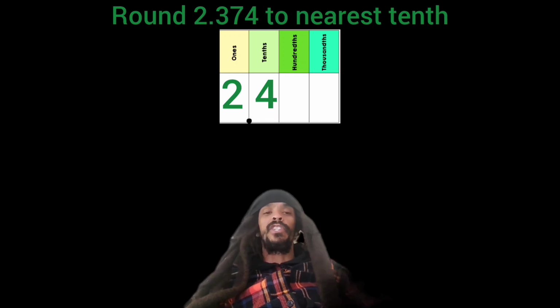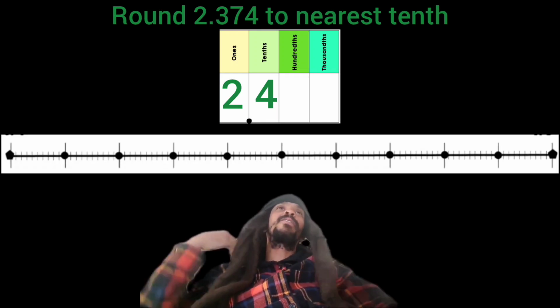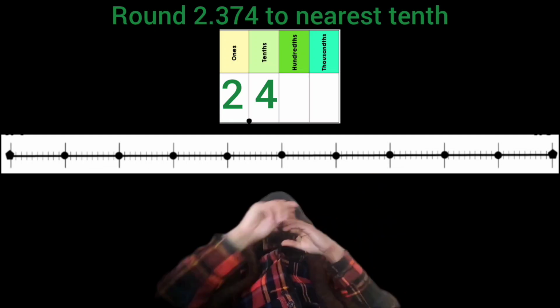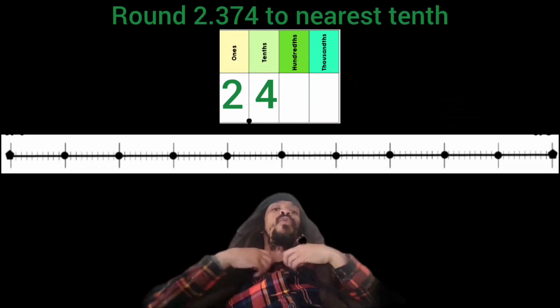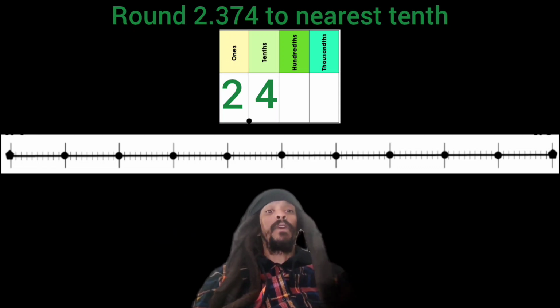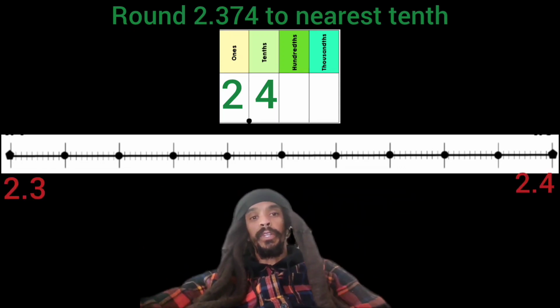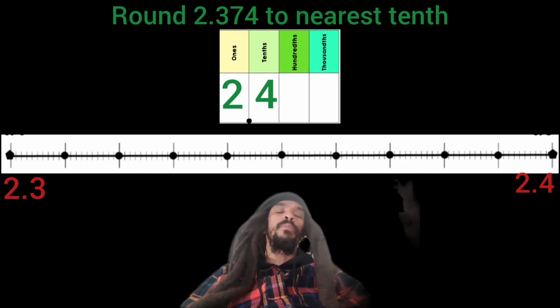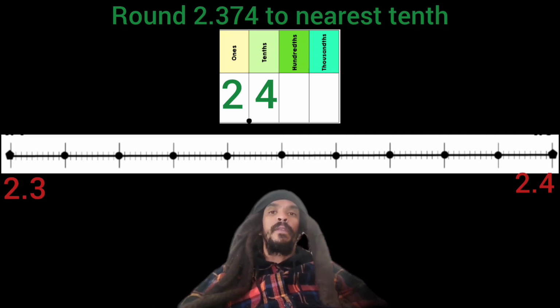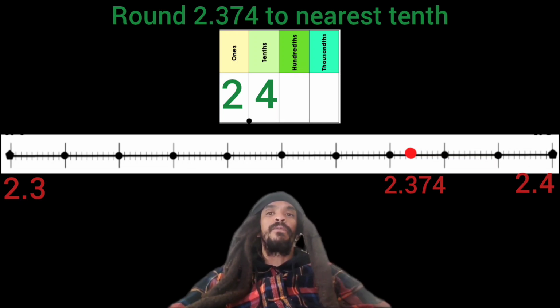All right, let's go ahead and check that again with our number line. This time it's a little different with our number line because we're not rounding to the whole number. So our beginning and ending numbers are going to be based off our tenths. Our beginning number would be 2 and 3/10, and our ending number would be 2 and 4/10. And we can go ahead and mark our number, 2 and 374 thousandths.